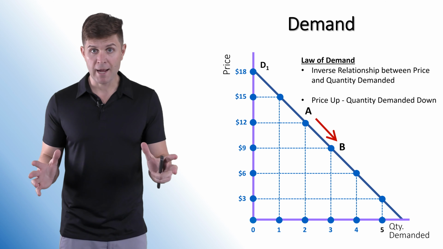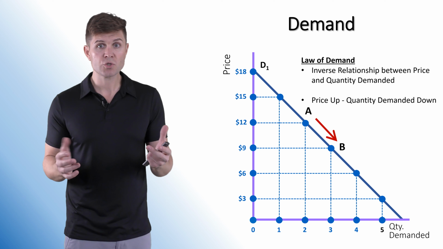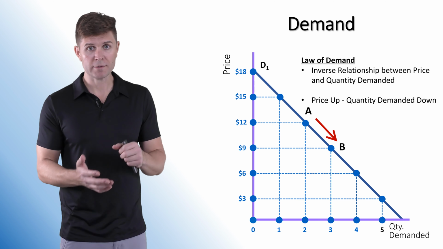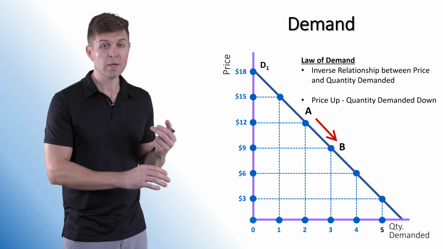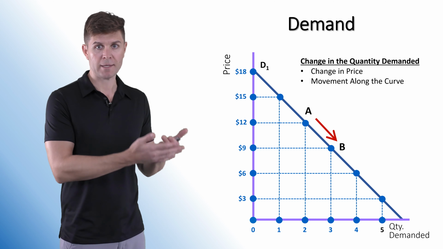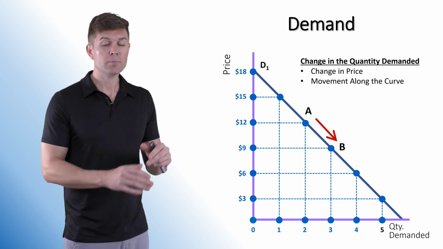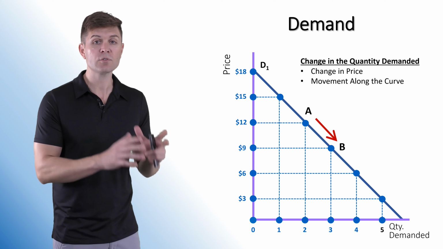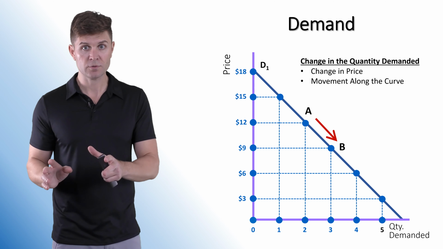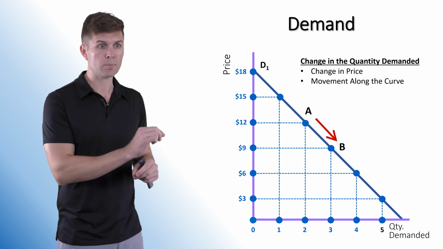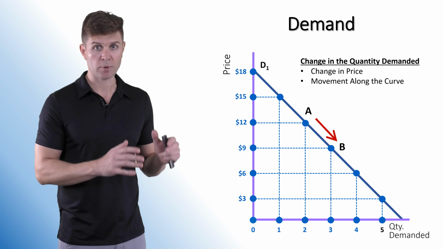Now, the law of demand, which the demand curve follows, states that there's an inverse relationship between the price and the quantity demanded. As price goes up, quantity demanded goes down. As price goes down, quantity demanded goes up. Now, a change in the quantity demanded is illustrated by movement along the curve. It is caused and only caused by a change in the price. We can only move from point A to point B or any point to another point on the curve because of a change in the price of the product.